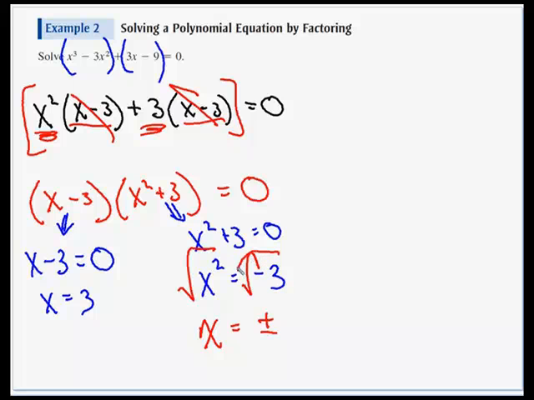Remember, we can deal with those negatives now, bring that out as the imaginary component, and we have our root 3. So two answers, x equals 3, or x equals positive i root 3, or x equals negative i root 3.